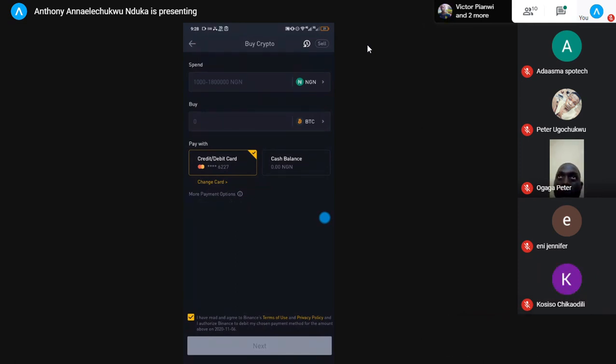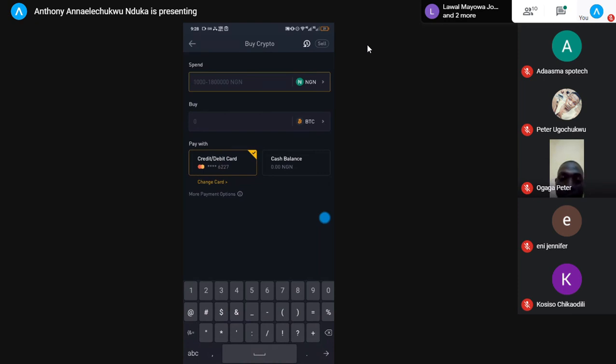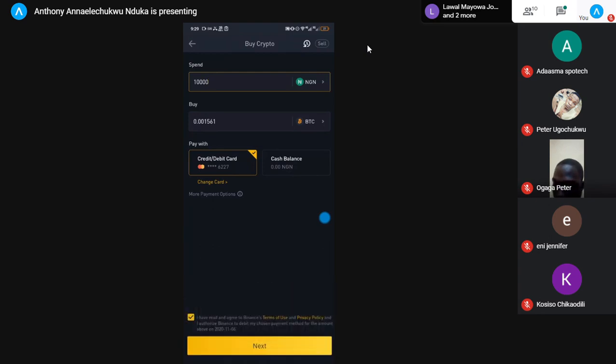So how this works is that all you need to do is, in Naira, type the amount you want to deposit, from 1,000 Naira and above. Let's say I want to buy 10,000 Naira worth of BTC. Once I put it down, it will tell me the worth in Bitcoin. That's 0.0016561 BTC. And I'm going to use my bank credit card or MasterCard. Now, all I need to do is to click on next.